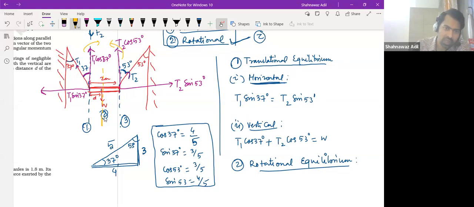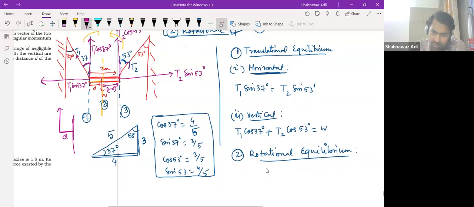Okay, so this length is D, total length is 2. So what would be this length? 2 minus D. Absolutely correct. Good. So now we have the perpendicular distance. This is the axis of rotation, this is the perpendicular distance, and this is the force, right? So we know that from rotational equilibrium, tau 1 plus tau 2 would be 0. Right, guys? So what is tau 1?